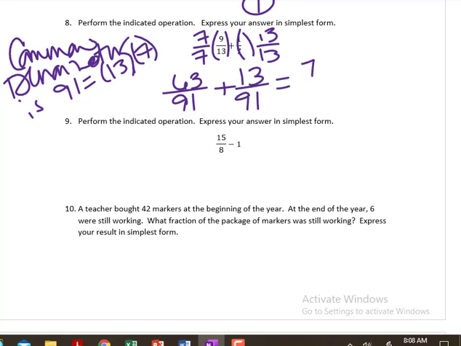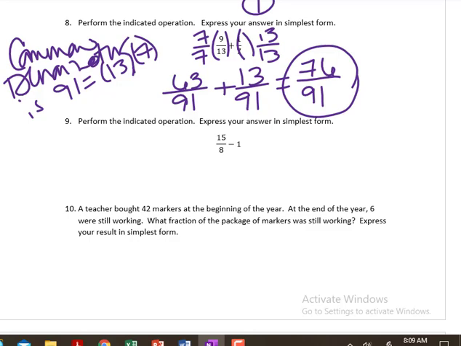or 76 over 91. So what remains to be determined is whether or not we can simplify 76 over 91. The only factors of 91 are 1, 13, 7, and 91. And none of those go into 76 evenly. So this would be our answer in simplest form.